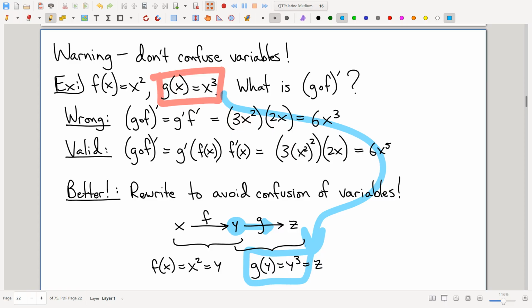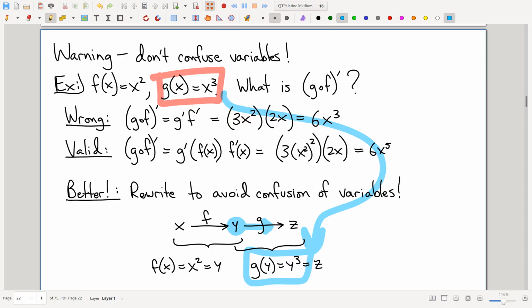It's an outrage to try to do business where you've got x doing two different things in two different parts of the calculation. It's literally confusing. Does that make sense to everybody? So it's an easy fix, conveniently. All you've got to do is take your second function and just rewrite it in terms of a different dummy variable.